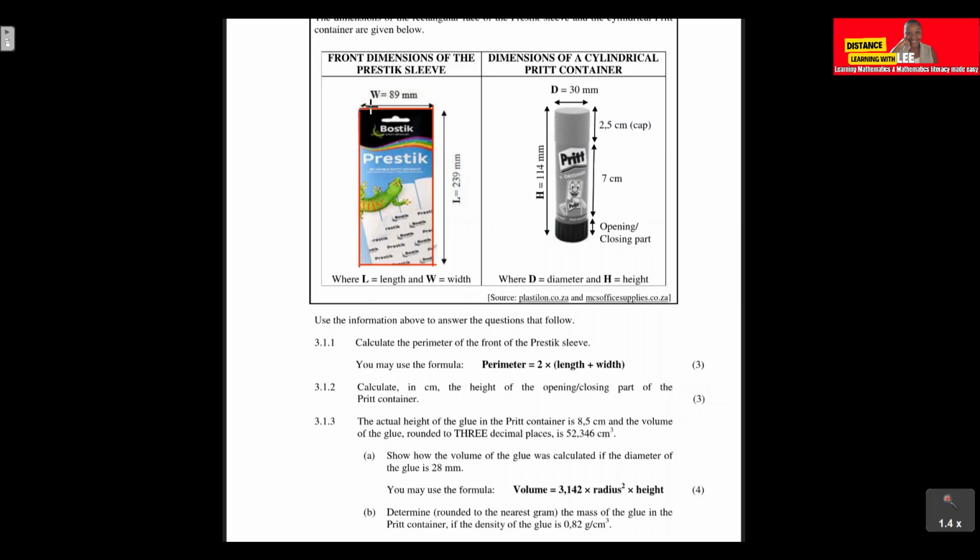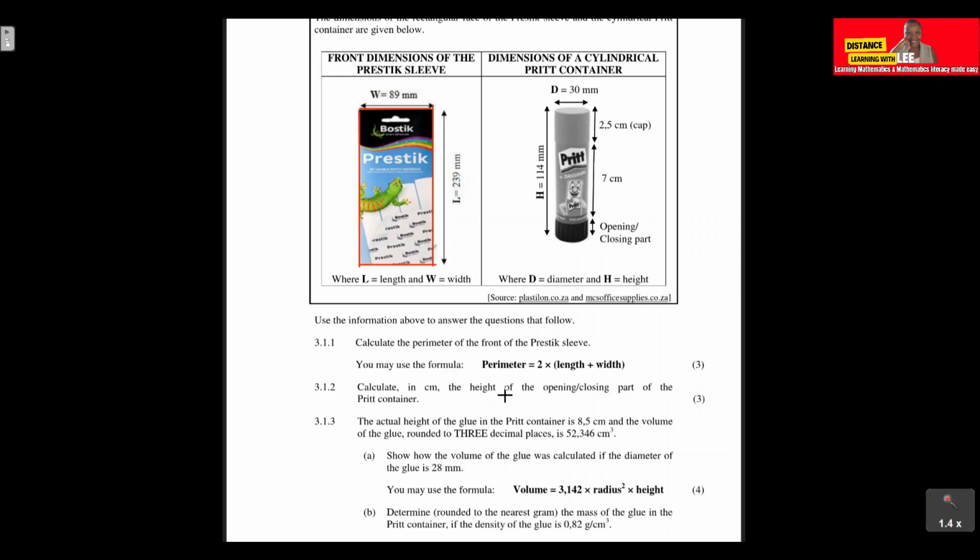Then you take this string and measure it against your ruler to get the length of the string. That is basically what we're doing when calculating the perimeter. When we're calculating perimeter, guys, we just want the length around the boundary of our shape, around the edges of our shape. But the nice part is we are given the formula that we can use to calculate the perimeter of the front of this press stick sleeve.